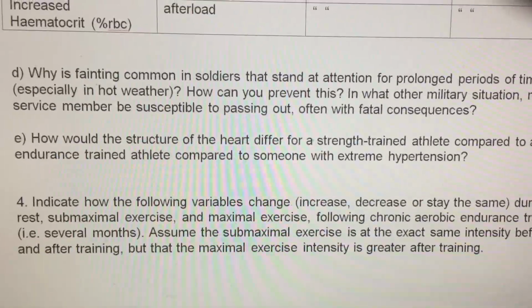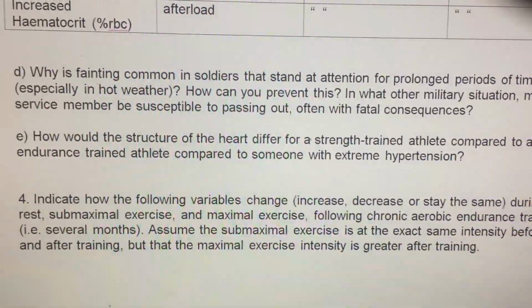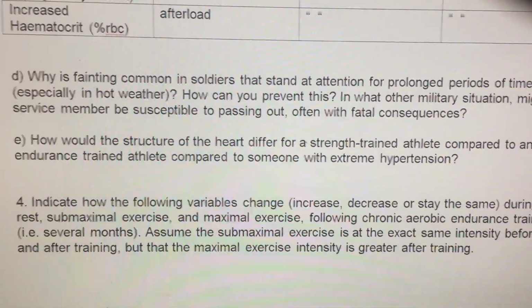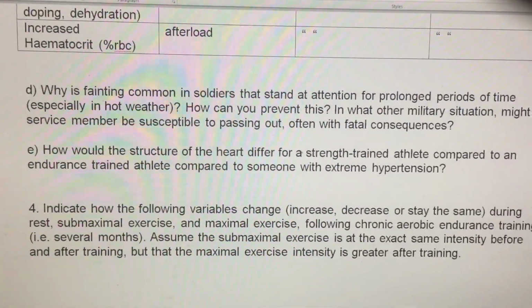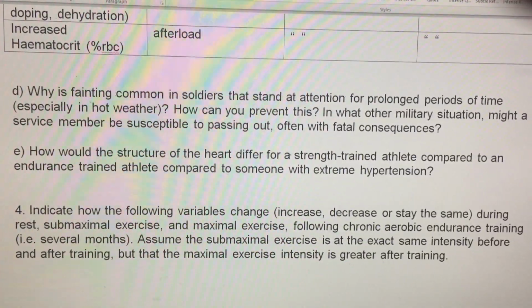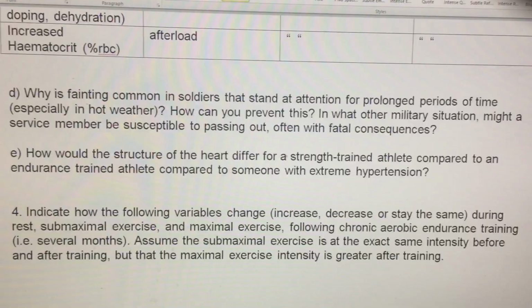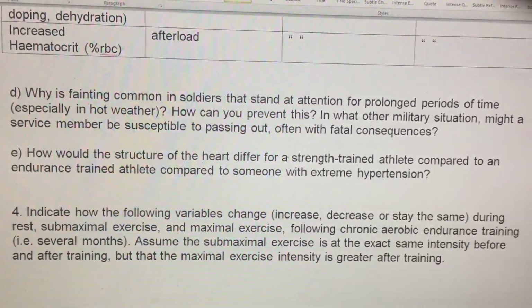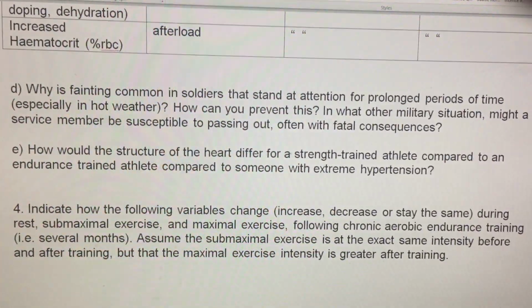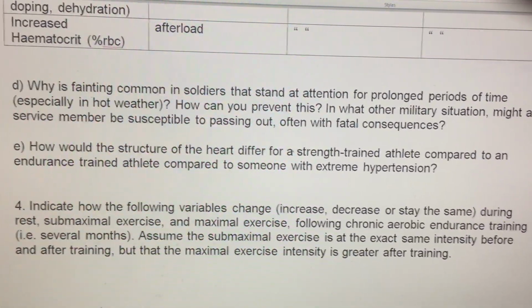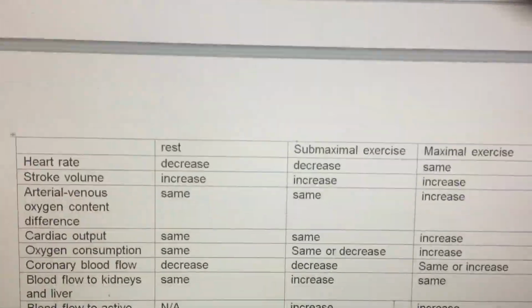So I go back to the problems here. Indicate how the following variables would change, increase, decrease, or stay the same during rest, submaximal exercise, and maximal exercise following chronic endurance training, so several months. So you're assuming that the submaximal exercise is at the exact same intensity as before training, but the maximal exercise intensity is greater after training. So you're trained, so you're able to go to a higher exercise intensity.